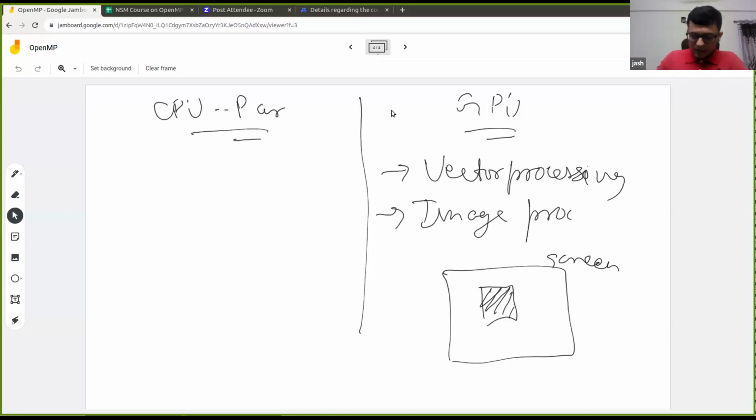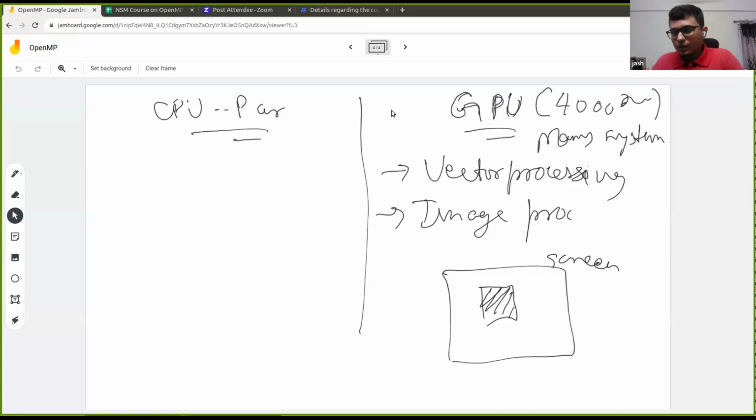If that's the case, if you have a lot of number crunching operations, then GPU parallelization will benefit, because it is a many core system. The number of cores that a GPU will have is of the order of 4,000 something, around 4,000 cores. And in the CPU, there will be of the order of tens of cores. So if you have number crunching operations, then GPU is better.